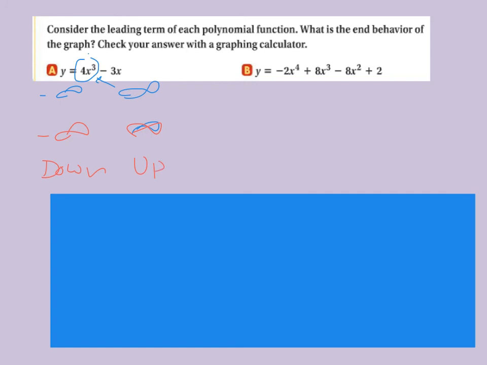So for the second one, this is my leading coefficient. If I plugged in a negative infinity into this equation, any even exponent right here is going to give me a positive number, but then I multiply it by a negative 2, so then it would actually end up to be a negative number, so this would be a negative infinity. What if I plug in a positive infinity? Well, any positive number raised to the fourth is still going to stay positive, but again, I'm going to be multiplying it by this negative 2, so it's going to end up to be negative infinity, so it would be down, down. And you can always check your work by using the graphing calculator.